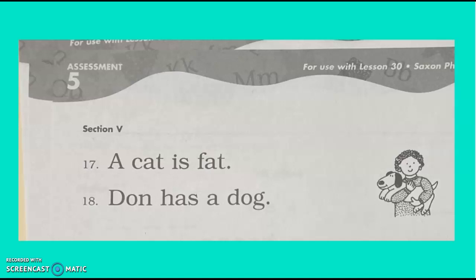Section 5. Look at the sentences by 17 and 18. Read the sentences and draw a line from one of the sentences to the picture it matches. If you need to code any words to help you figure out how to sound them out, you may do that, but you do not need to code. 17 says, a cat is fat. 18 says, Don has a dog. If you need more time, pause the video now.